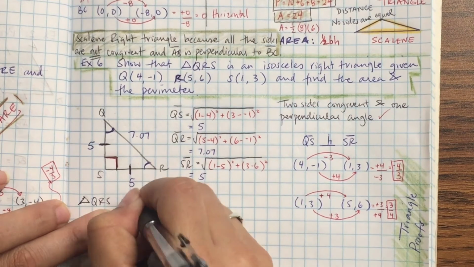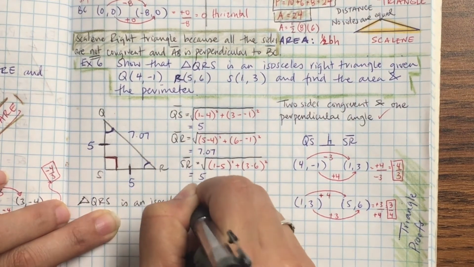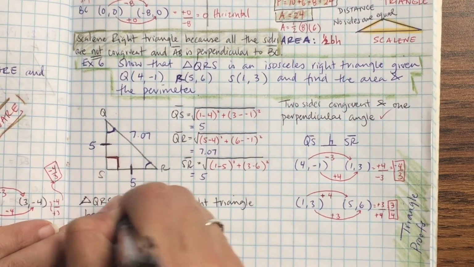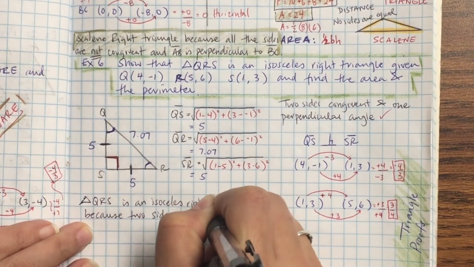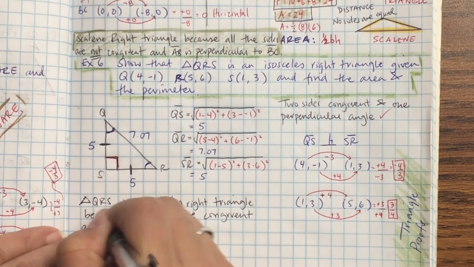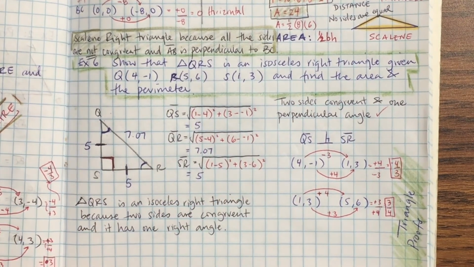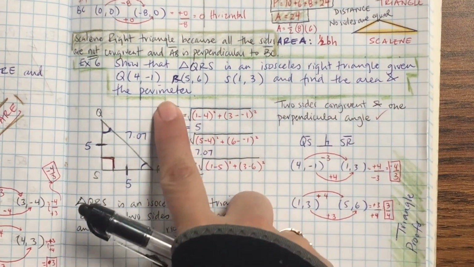So two sides are congruent and it's 90 degrees, or rather it's perpendicular, therefore we can conclude, and sometimes you actually have to write this out in a question, so we can conclude triangle QRS is an isosceles right triangle because two sides are congruent and it has one right angle. And we just proved that.